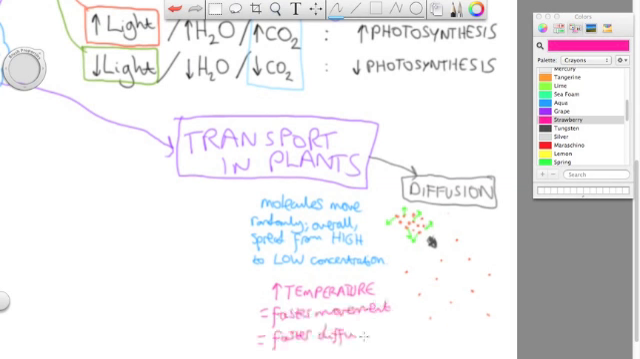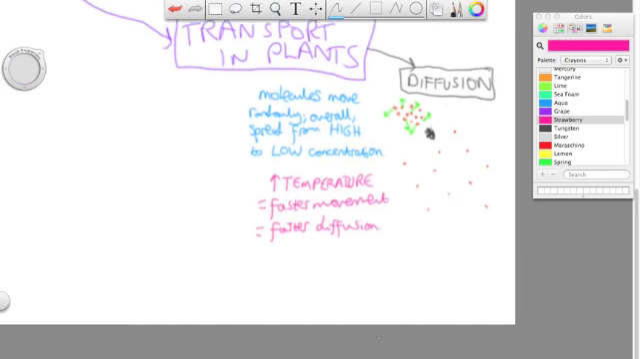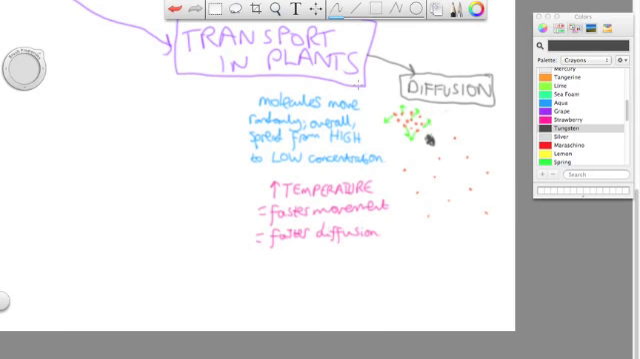And we see that if we increase temperature, we increase the movement of these particles and the speed of their movement, and therefore increase the rate of diffusion.